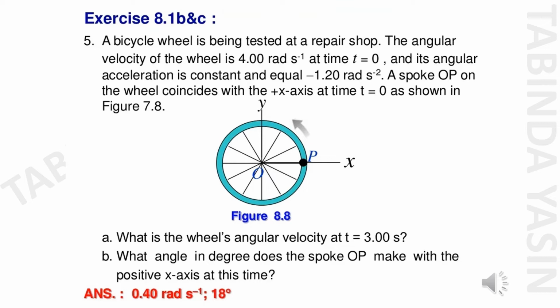You have to find the angle using all these values and the Pythagoras theorem. You have to find the value of the angle. For that, your answer should be 0.40 radian per second for the angular velocity, and for the angle, that is 18 degrees. You have to complete that example.